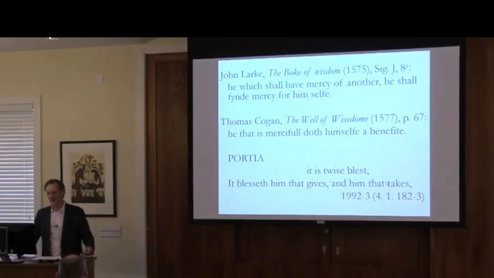Now, these are in compilations, as I've said. This is a big Elizabethan genre of writing. And I have to say that what I don't think has been noticed by critics writing about this scene is that all that Portia does is to quote from a number of very well-known commonplace books.